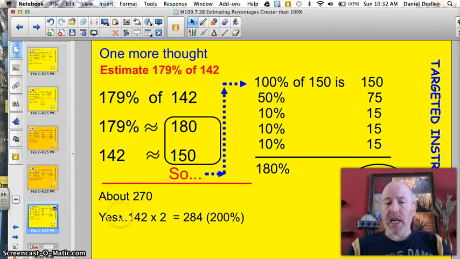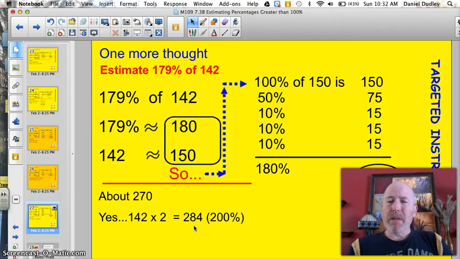But look at my check. I said, is that correct? And I said, yeah. Well, it's about 142 times 2, right? Because 180% is almost 200%. Look at my estimate down there. 142 times 2 is 284. Look how similar they are.